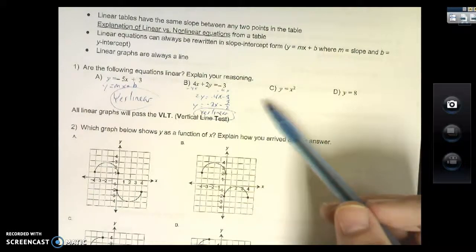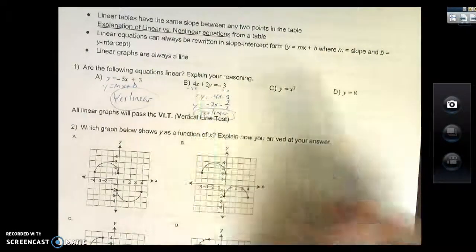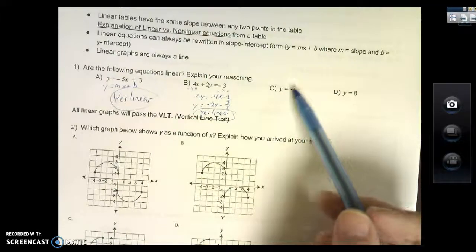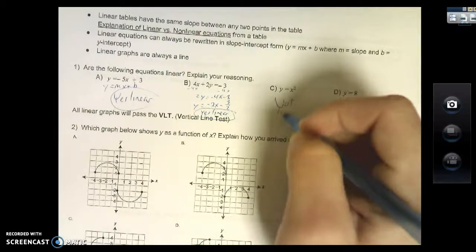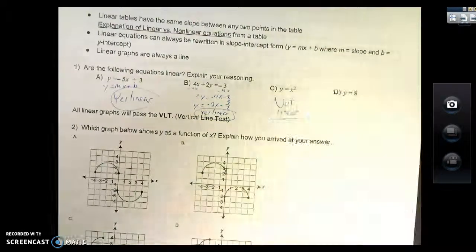Please look at part C, though. What stands out to you about part C as compared to A and B? Hopefully, you guys can see this x squared right there. This is not linear. This is actually called quadratic. Okay? So it's a parabola, and you can actually graph that with your calculator and see it real easily too. It's going to be a U-shaped curve.